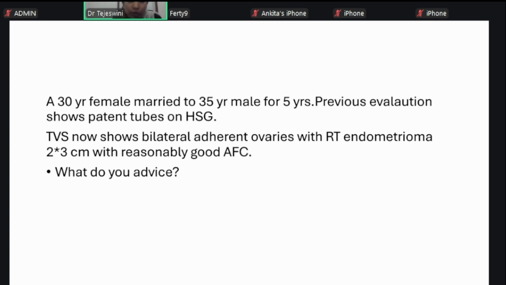So the right endometrioma 2 cross 3 centimeters, if the ovarian reserve was poor or moderate, then you would have thought about giving an option for endometrioma excision and then see based on that. But since the AFC is reasonably good for couples whom you are planning with IVF or ICSI, there is no need to remove an endometrioma unless the issues are severe pain or inaccessibility of the follicles during oocyte retrieval. So she can be taken up for IVF based on the accessibility of the follicles.